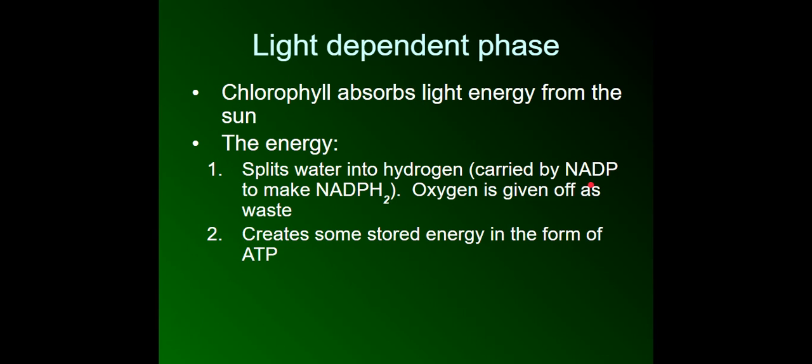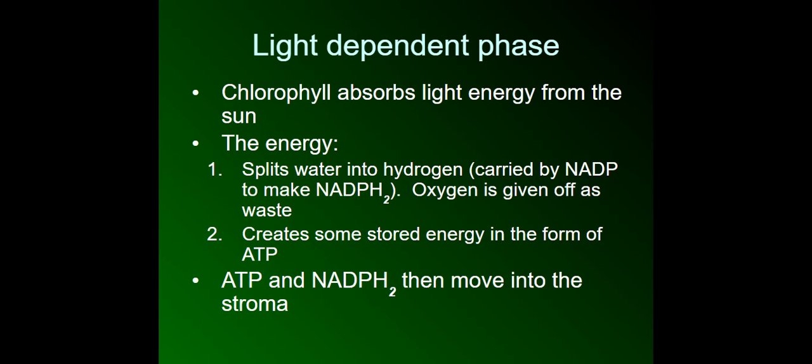Second thing is that it creates some stored energy in the form of ATP. Remember that ATP stands for adenosine triphosphate, where we have three phosphate groups that are attached to the adenosine. The ATP and NADPH2 then move into the stroma. Okay, this light dependent reaction is taking place in the grana and the thylakoid membranes. Here's just a summary of what was just said.